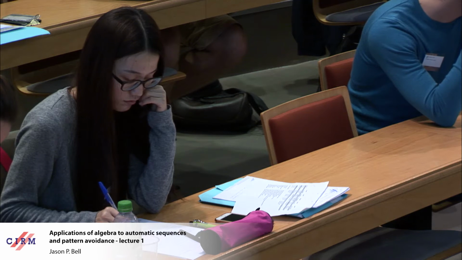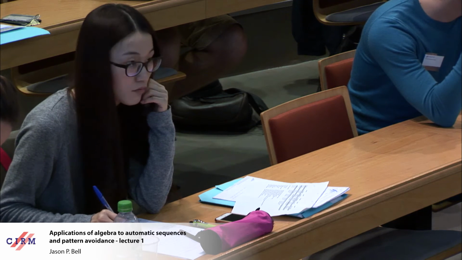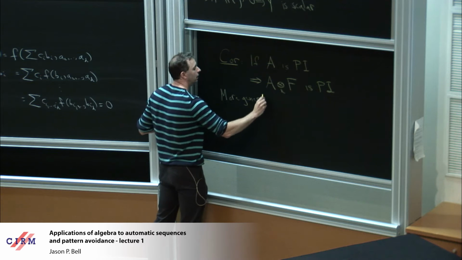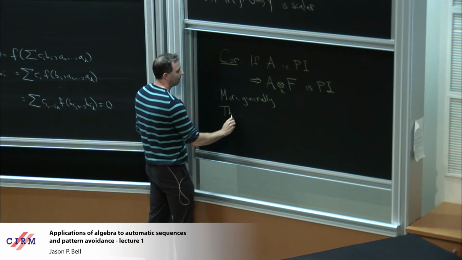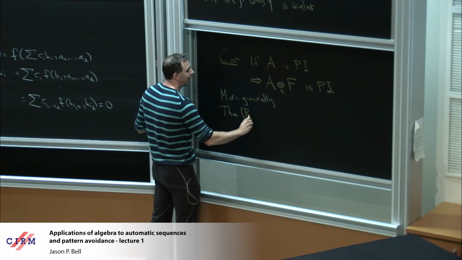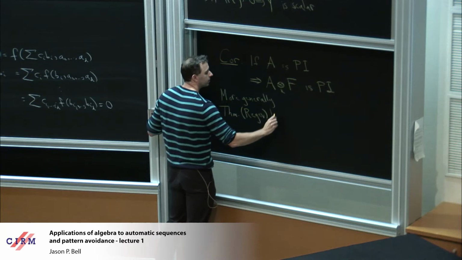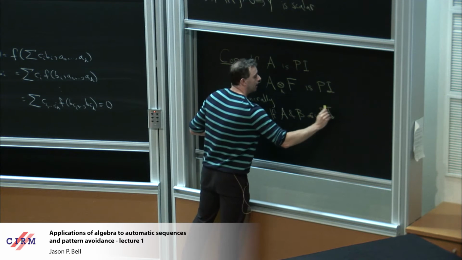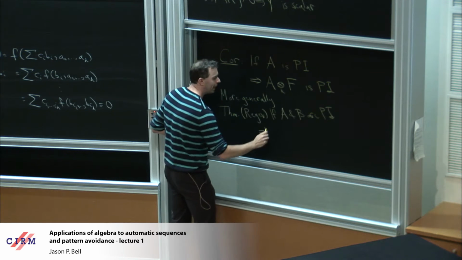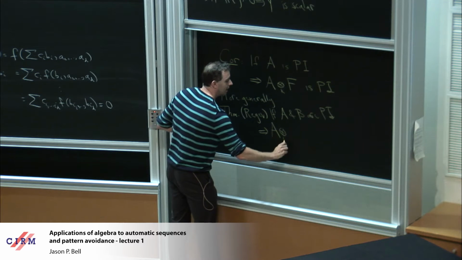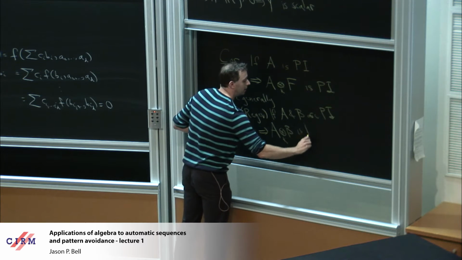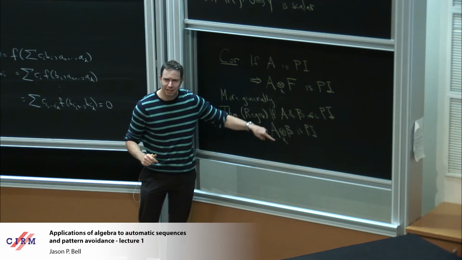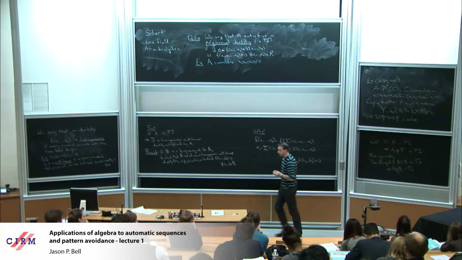So I get this. And in fact, there's another, more general fact. There's a theorem due to Regev: if I have two k-algebras that are PI, then their tensor product is PI. And of course, a field is always PI, so this is a more general fact.